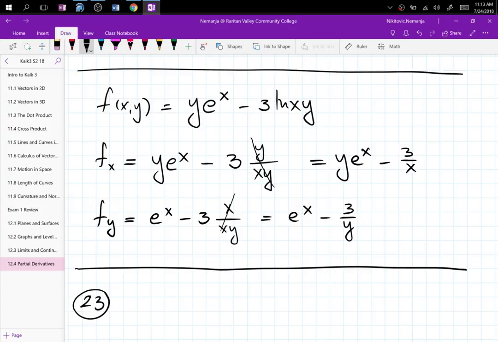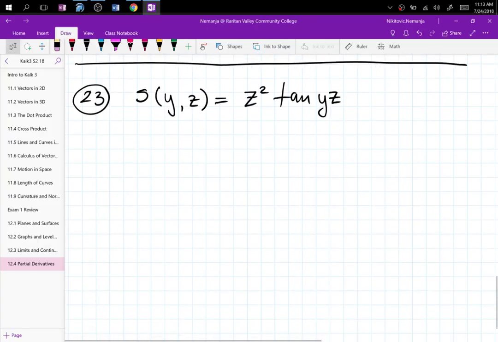Let's see. The function s of y, z is defined as z squared tangent yz. What is the partial derivative s_y and what is the partial derivative s_z?